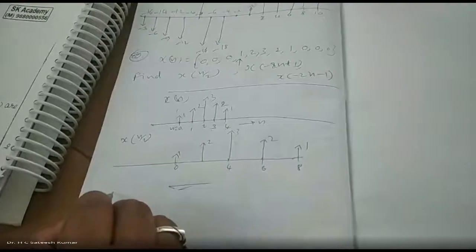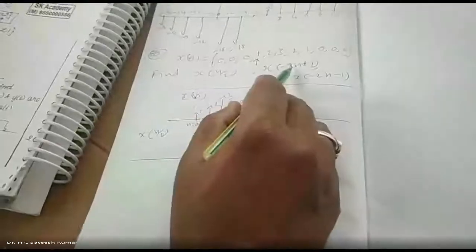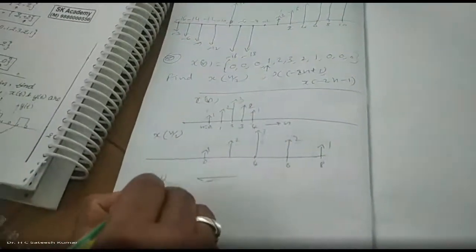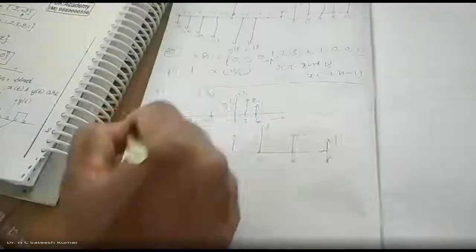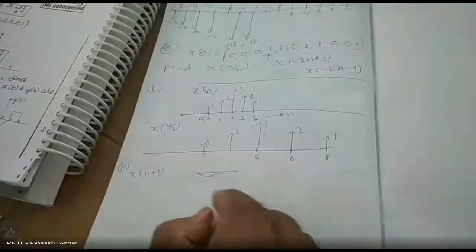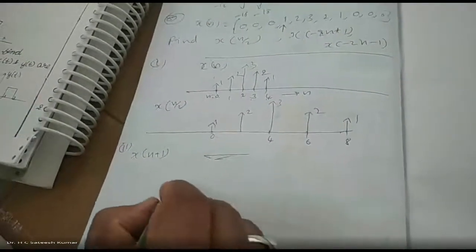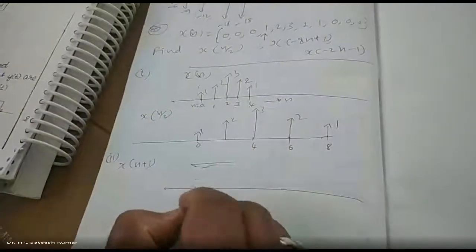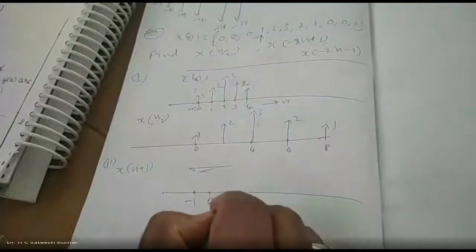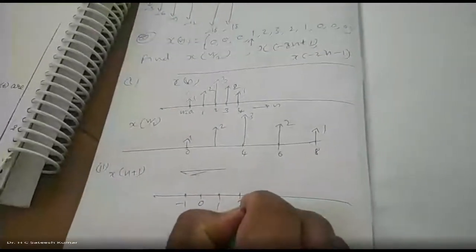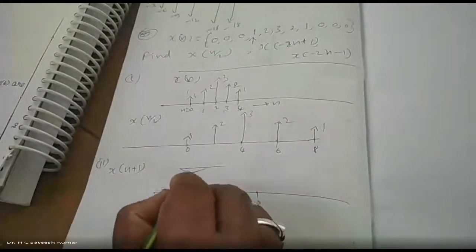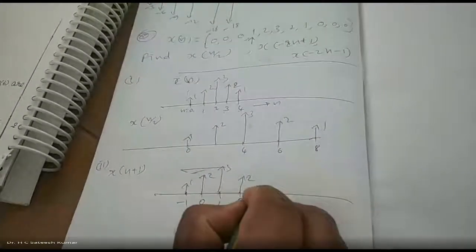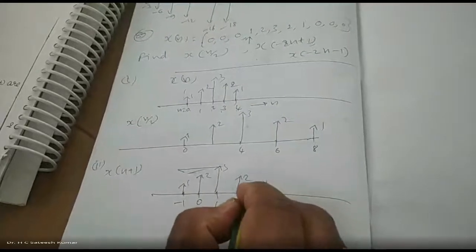Next, we need to find out x of minus 2n plus 1. So first you find out x of n plus 1. This is the first one. Next one is second one. X of n plus 1 is what? Shift left by 1 unit. So it starts from 0 and will become minus 1. Minus 1, 0, 1, 2, 3. So 1, 2, 3, 2, 1. That's it. X of n plus 1.